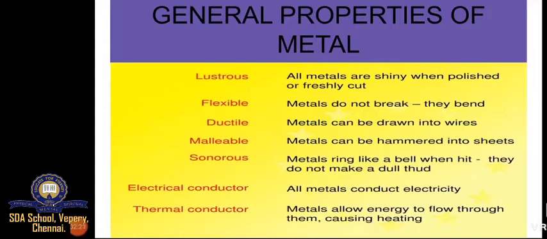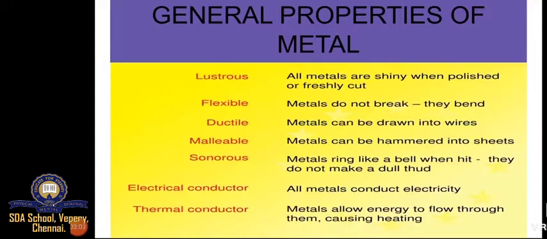The next property is sonorous. What is meant by sonorous? Metals ring like a bell, and they do not make a dull thud. For example, when we have vessels at home and we mistakenly drop a vessel, what will happen? It can make some sound. So that is the property called sonorous. When it hits any surface, or hits another metal, it can make a sound. This property we call the sonorous property.